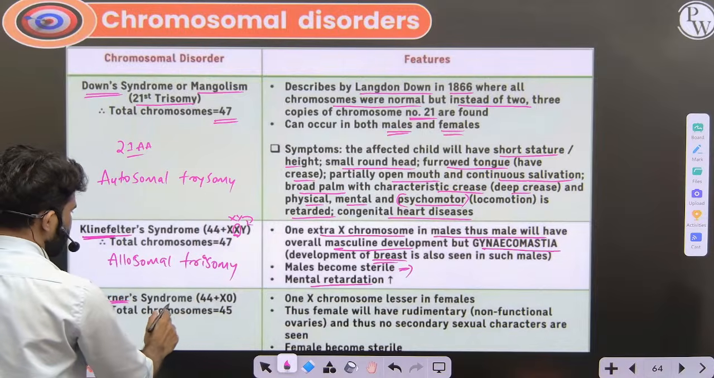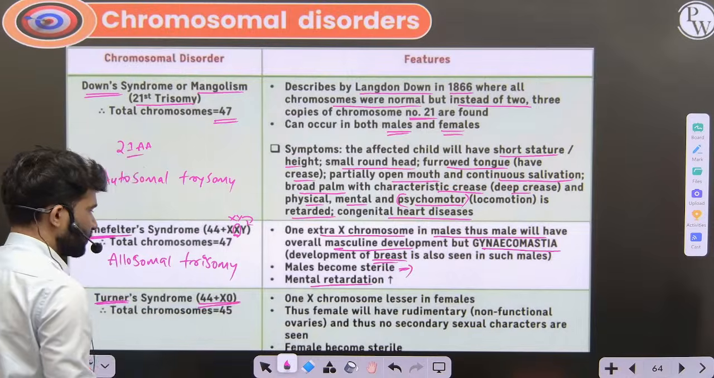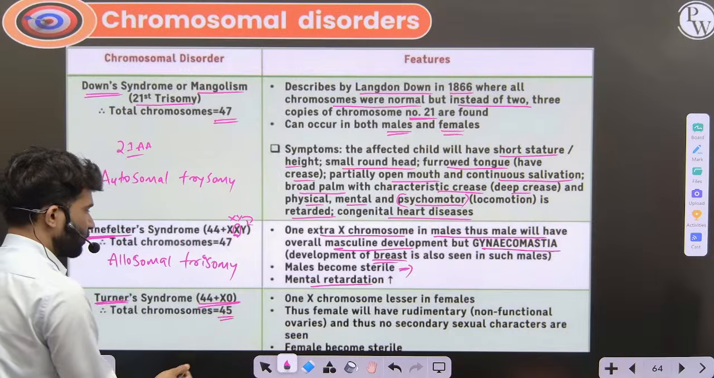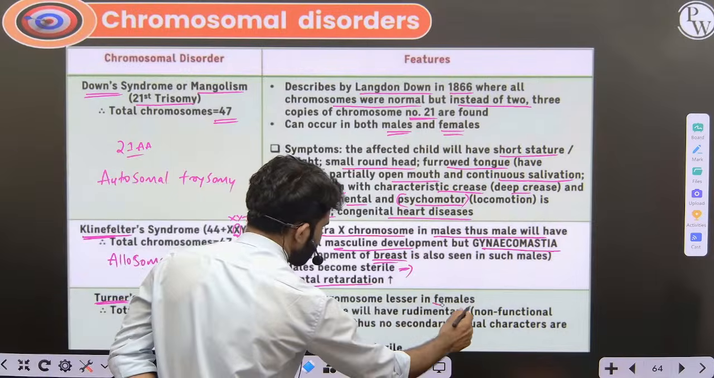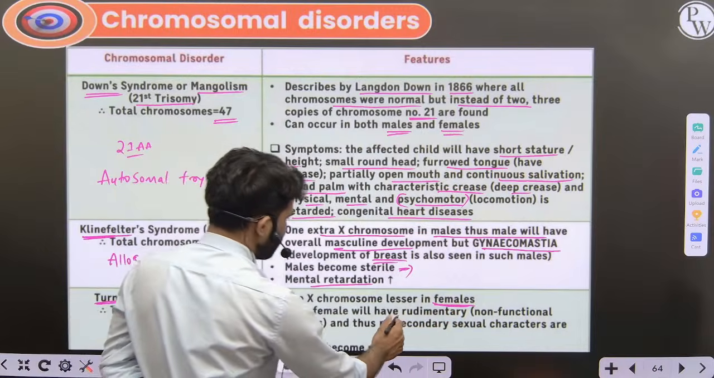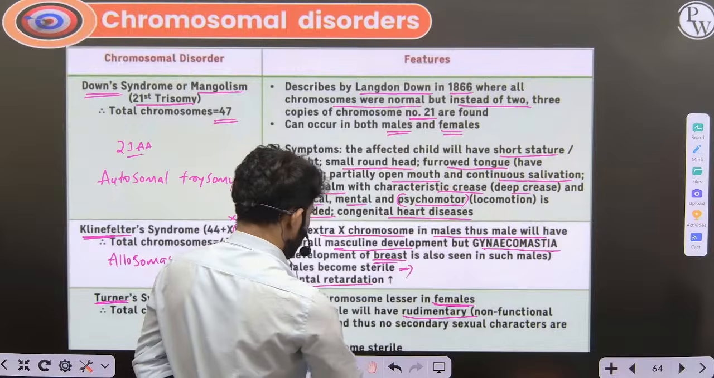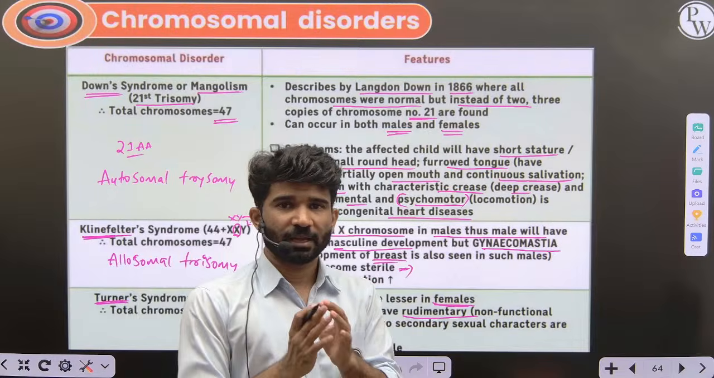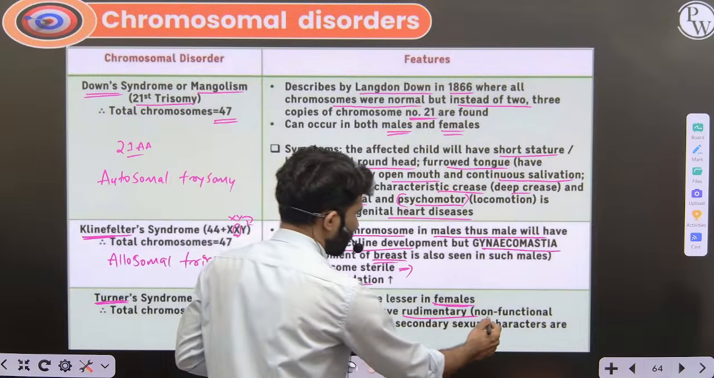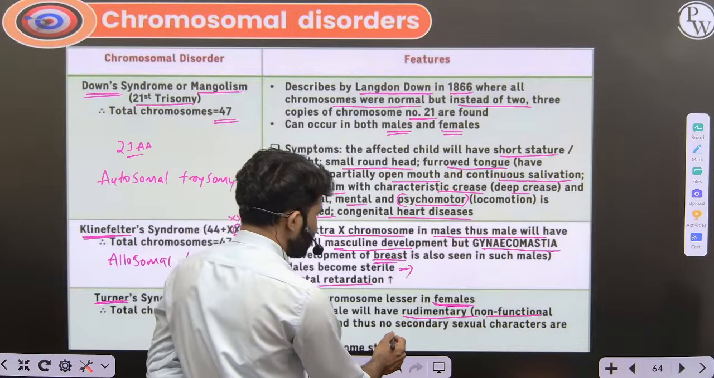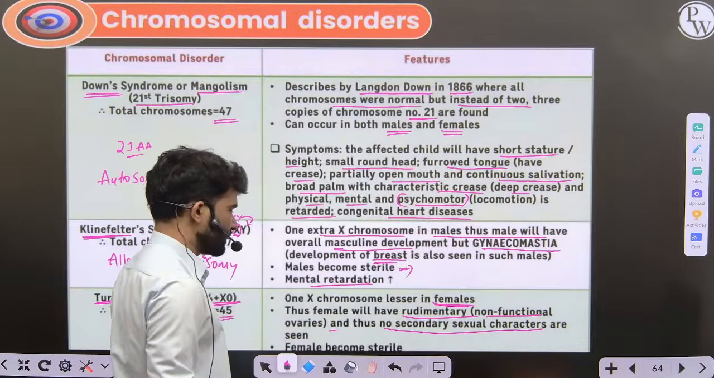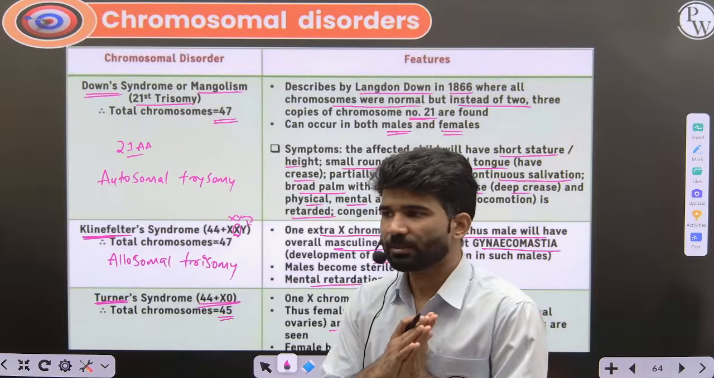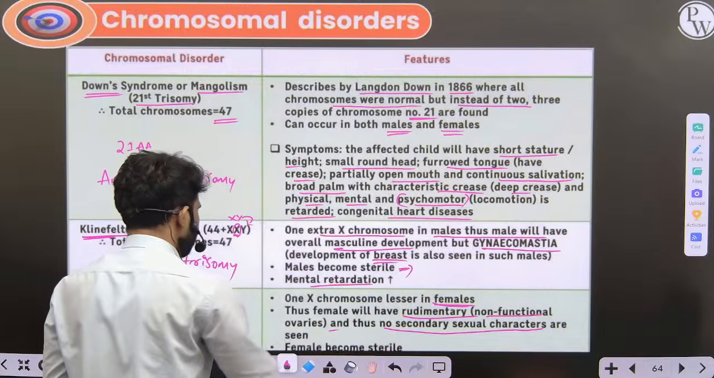Turner syndrome. Along with 44 chromosomes, one X chromosome is lesser here, and it is only seen in case of female. The female will have rudimentary ovaries. Rudimentary ovaries will not produce egg cells. They are just non-functional ovaries, and there is no secondary sexual character. The females become sterile due to the rudimentary ovaries.